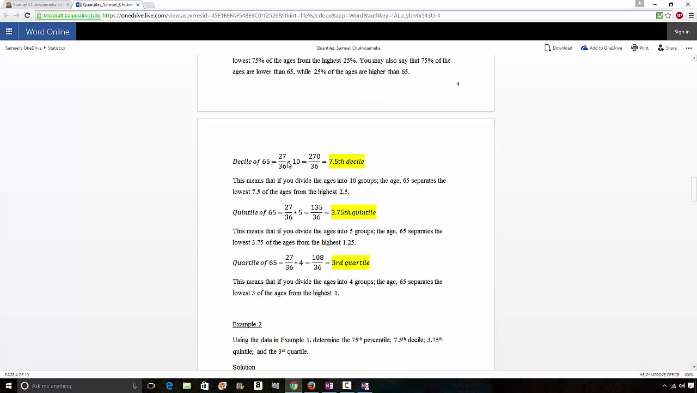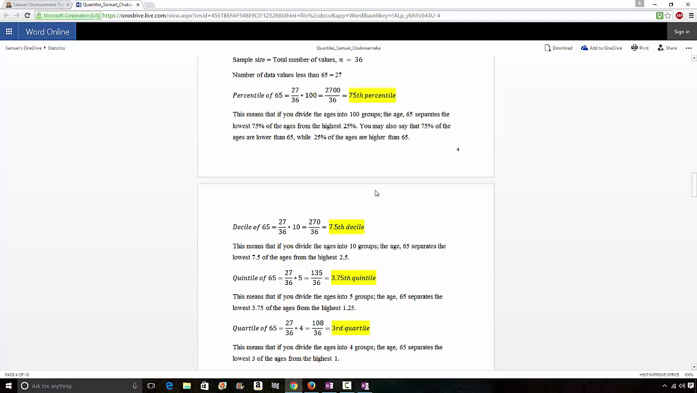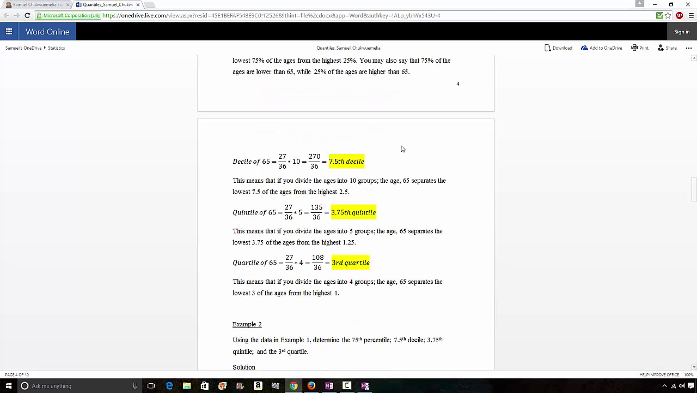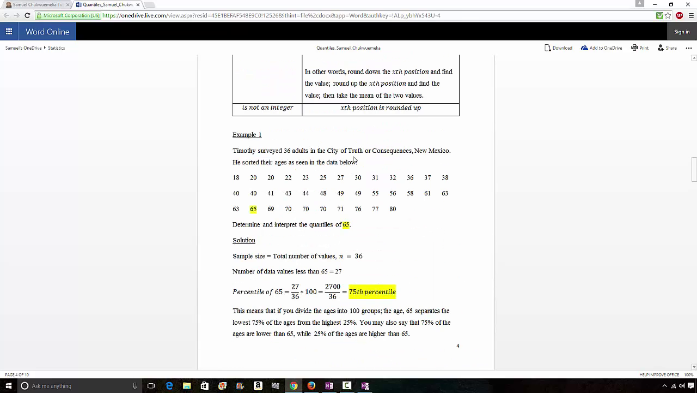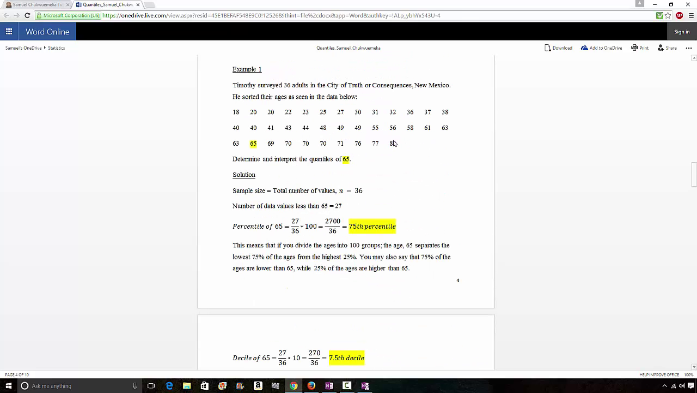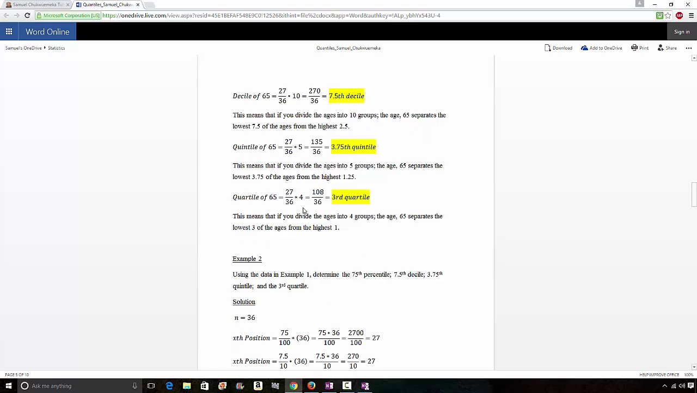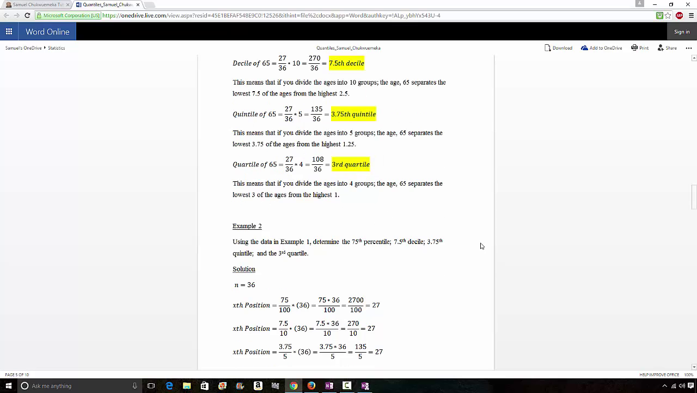The same way you do for decile. The only thing is that you multiply by 10. So it is the 7.5th decile, which means that if you divide this data set into 10 groups, 65 will separate the lowest 7.5 from the highest 2.5. That is the same way you do that for quintile and quartile.